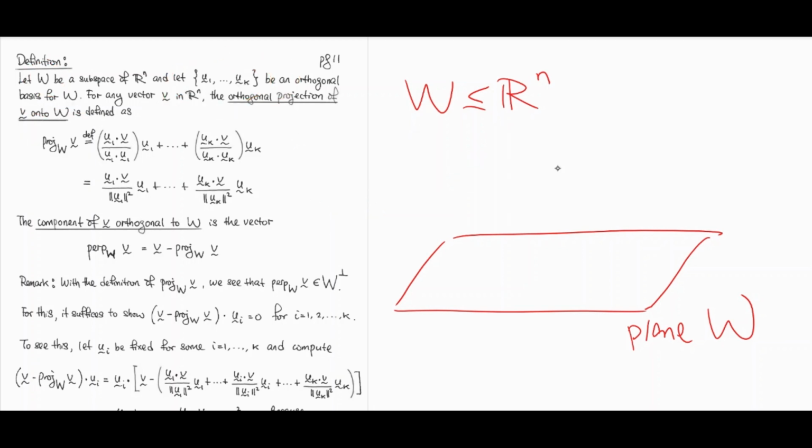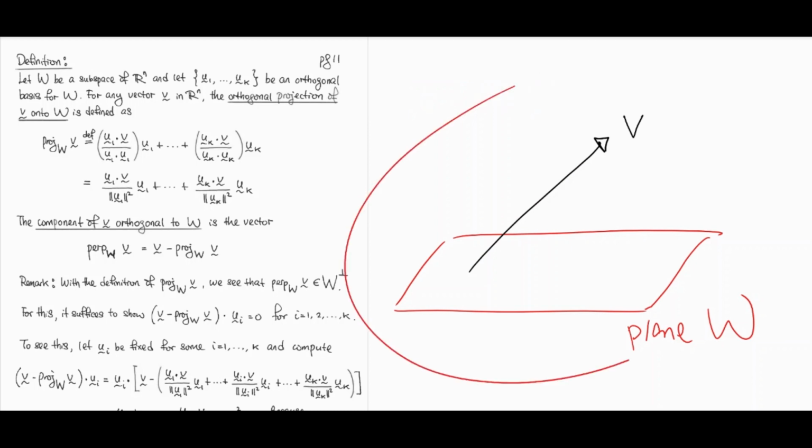Okay, so now let's say we have a vector v. And what is the projection of V onto W? Now conceptually, we can't really draw this, but drawing a picture like this will help you understand this a little bit conceptually, okay?